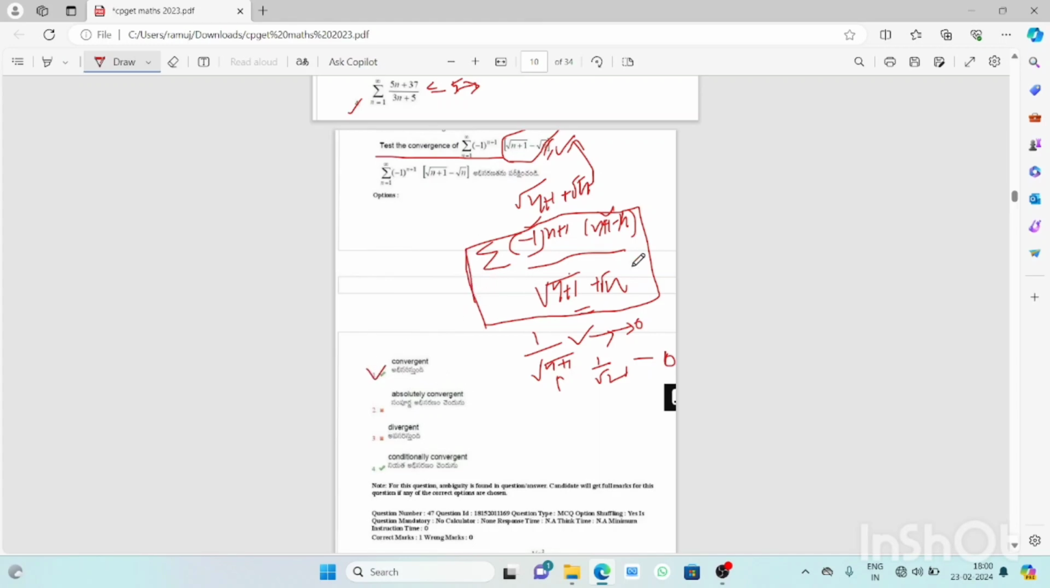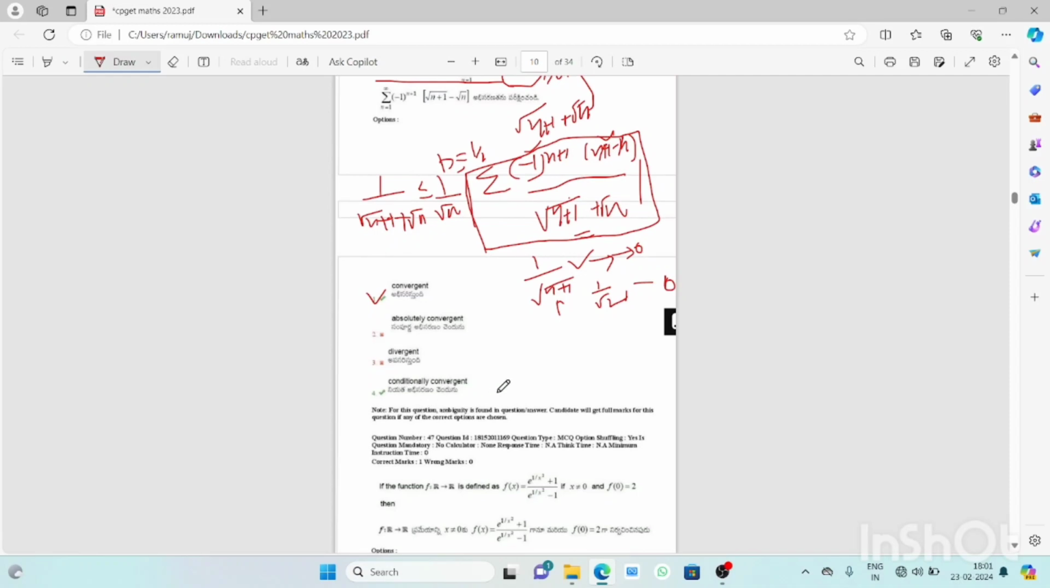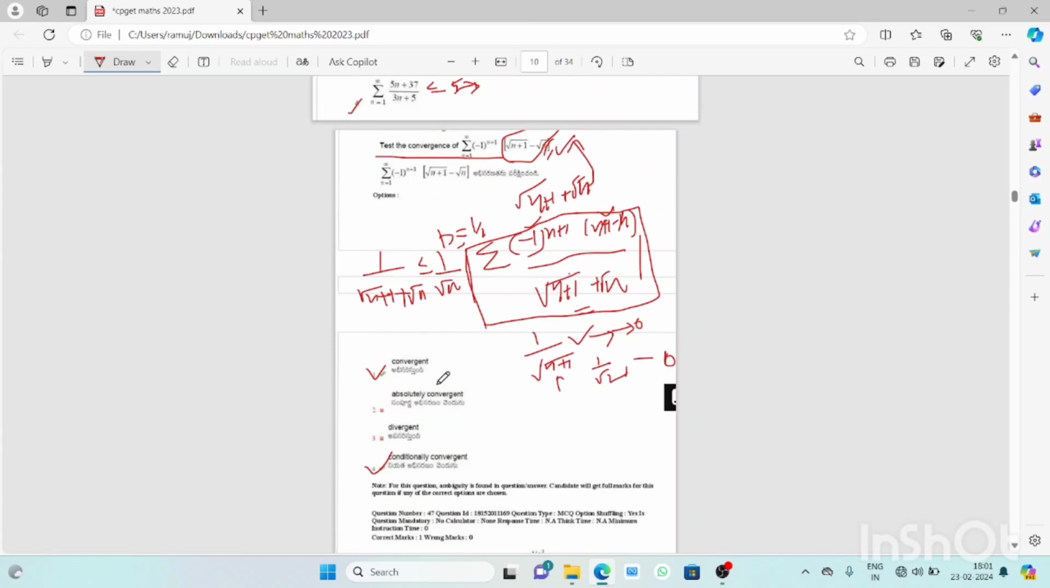And if you apply the mod, it will never be convergent, because you will get 1 by root n plus 1 plus root n. You can write this function as 1 by n to the power p, where p is equal to 1 by 2. Whenever p is equal to 1 by 2, the series goes to divergent. So we can say that it is conditionally convergent. Here he mentioned that both options are correct, options 1 and 4, whichever you take. Whether it is conditionally convergent or convergent, we can get the mark.